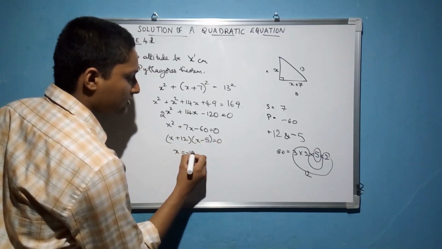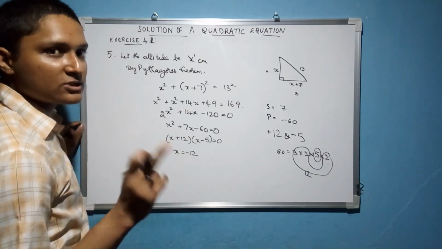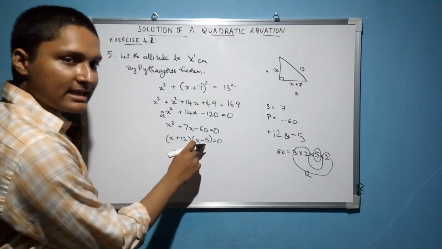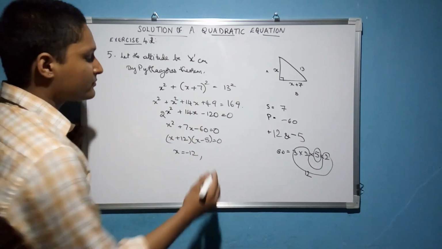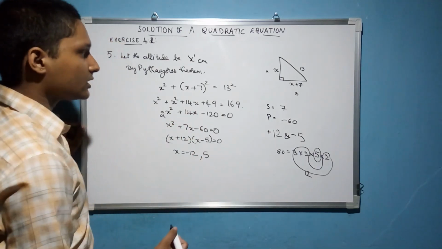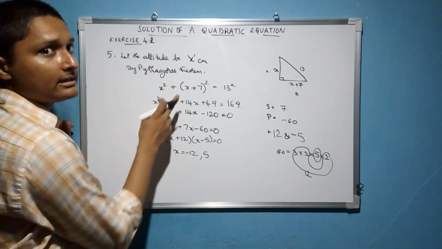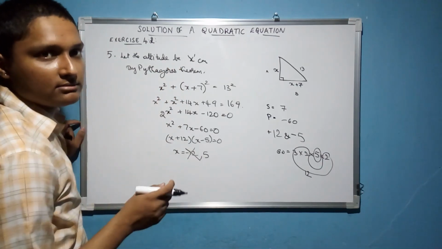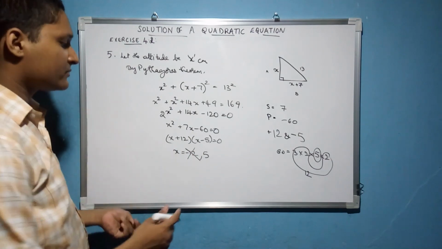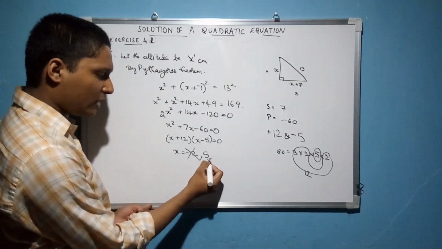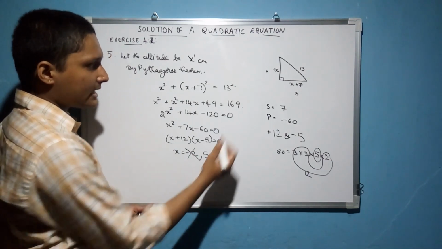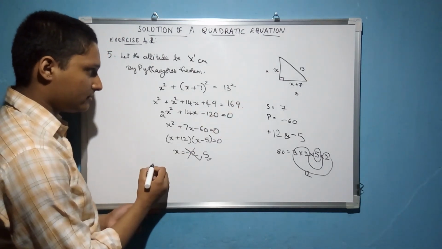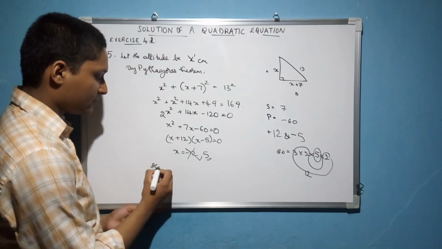X is equal to minus 12 from this case. If I equate x plus 12 is equal to 0, you are going to get x is equal to minus 12. And from this case I can write x minus 5 is equal to 0, or x is equal to 5. Because we are considering the side or the length of something, I cannot consider a negative length. How can a negative length exist? So always we can think only about a positive length. Therefore x is equal to 5 and then you have x plus 7.